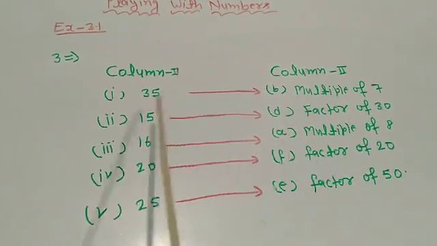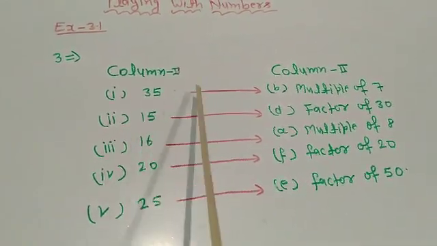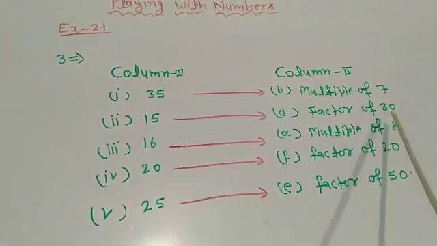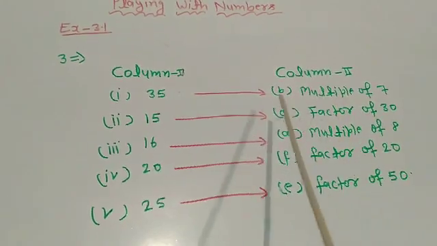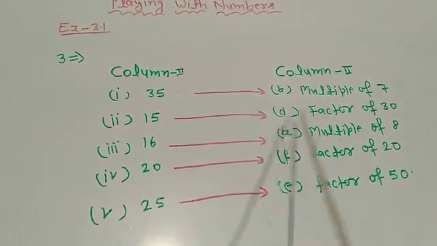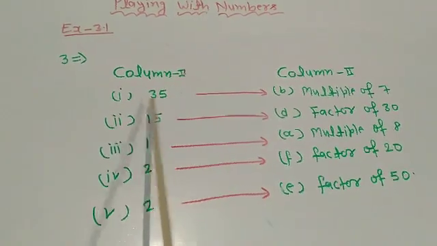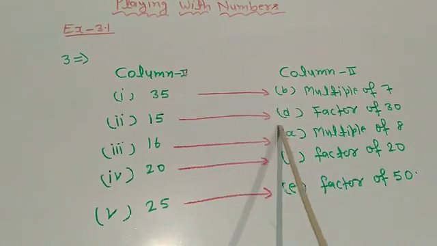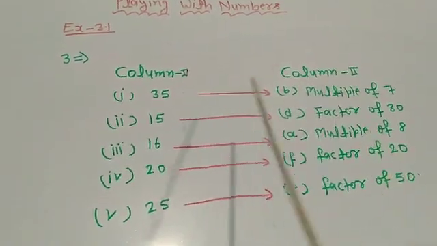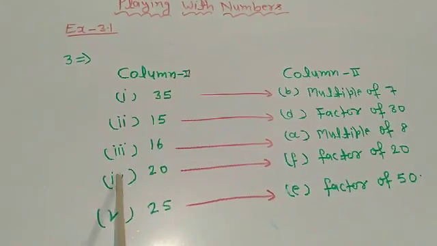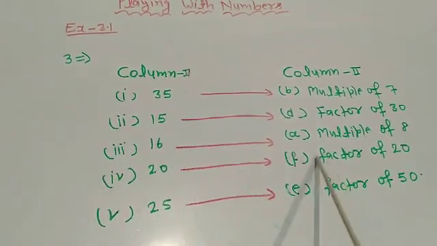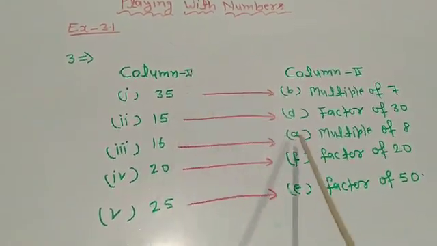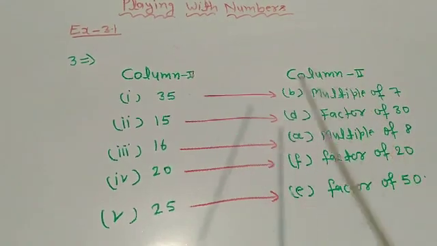Okay. The second part of column 1 is 15. 15 is a factor of 30. Okay. So 15 is a factor of 30. This is the D part of column 2. The second part of column 1 matches the D part of column 2. The third part of column 1 is 16. 16 is a multiple of 8. So this is right. The third part of column 1 matches the A part of column 2.